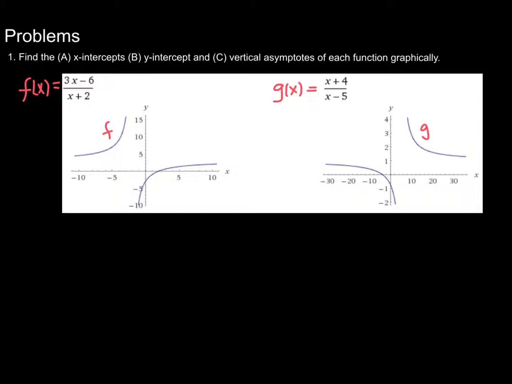All right, so let's go ahead and take a look at these problems here. What we want to do is find the x-intercepts, the y-intercept, and the vertical asymptotes of each of these functions graphically. So let's go through the first one together, and then you try the second one on your own.